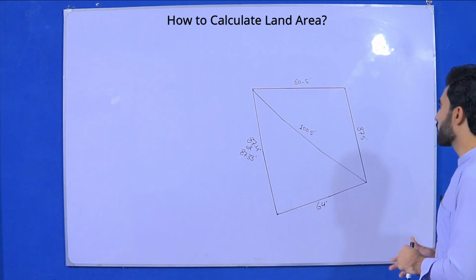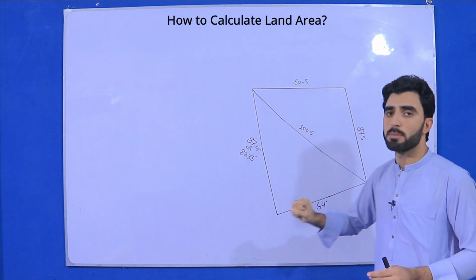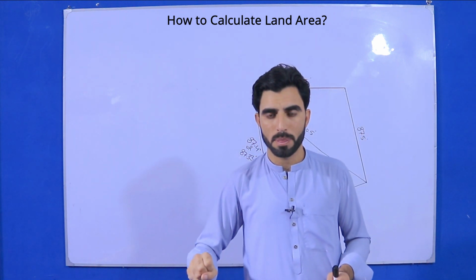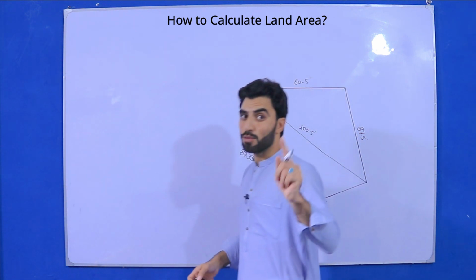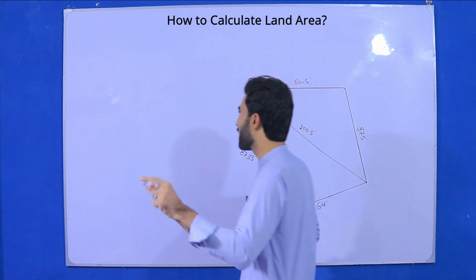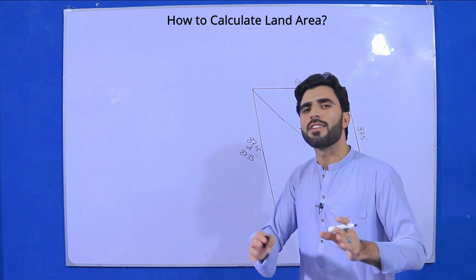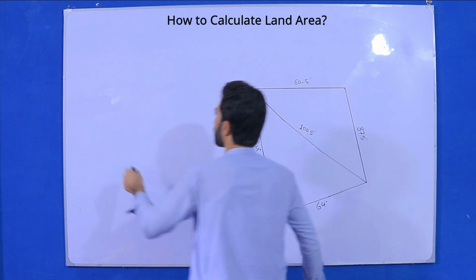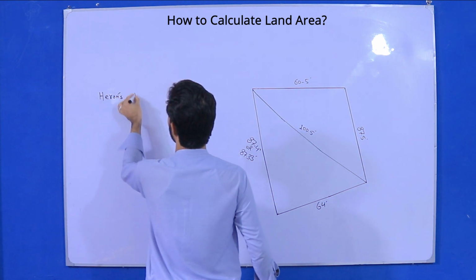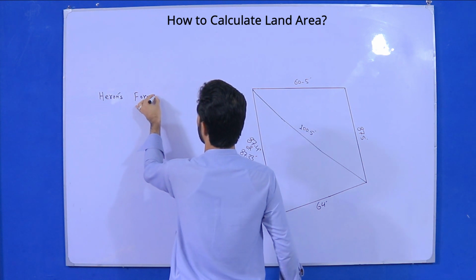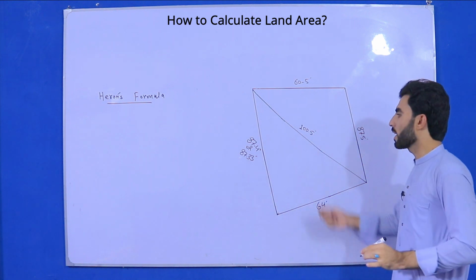Okay, so guys, we can find the land area with the help of Heron's formula. So what is Heron's formula? First of all, I will write the formula. I will give you the surprise at the end, because first it's important that you learn the formula, then I will make it very easy for you. So we will use Heron's formula, and by this formula you are able to find the land area, or plot area.